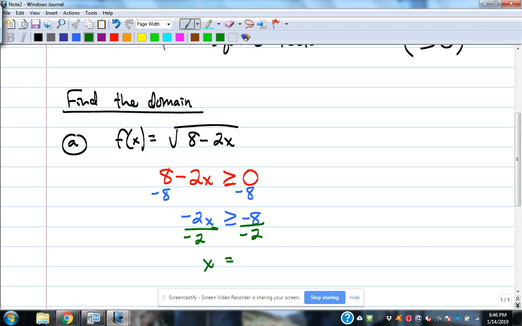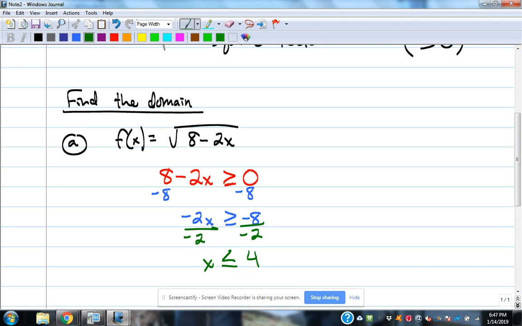X is less than or equal to 4. Okay. Got to change your sign, flip the symbol. Why did I flip that symbol around? What about divided by was negative. The negative 2 is the one that made the change. The negative 2 makes the change on the symbol, what I divided by or multiplied by changes that symbol.